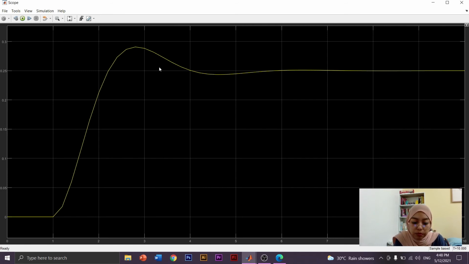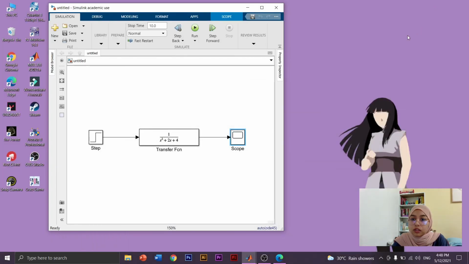So the value of zeta for the graph is smaller than 1. So this is our graph.